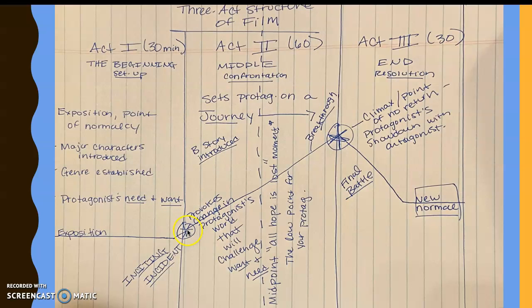So the Inciting Incident sets our character off on a journey. Okay, so here's our journey. We're about to have a B story introduced. Of course, this inciting incident provokes change in the protagonist's world that will challenge the want and the need. That does happen where his father dies, and that's going to challenge his ability to live up to his dad.